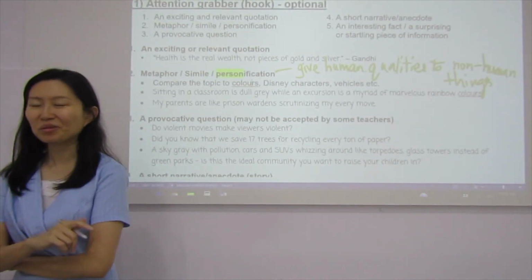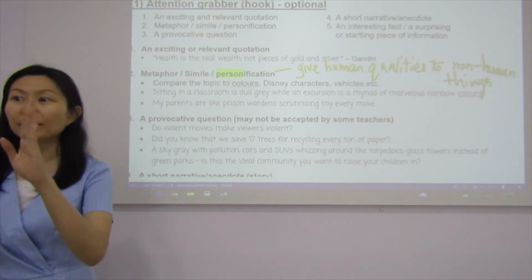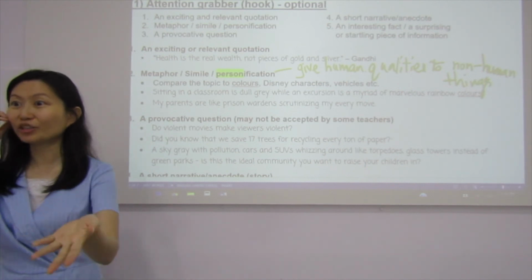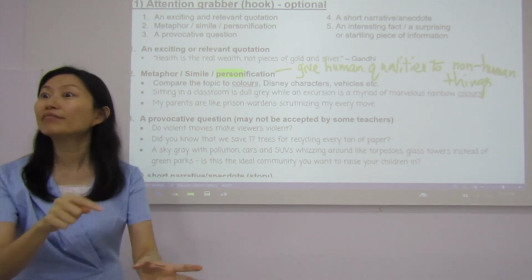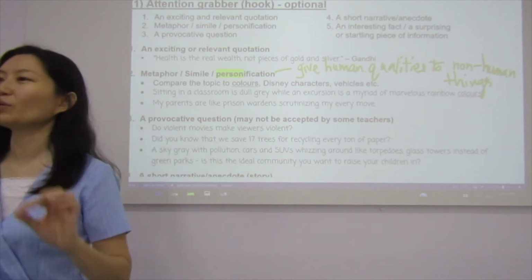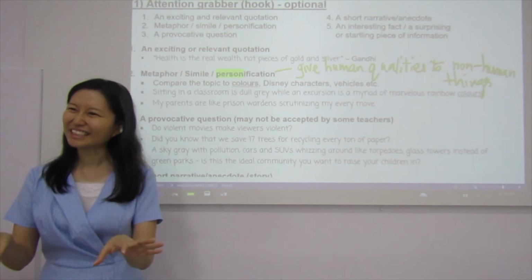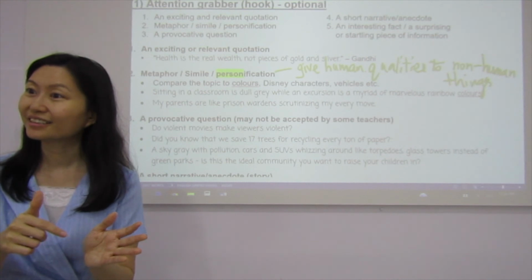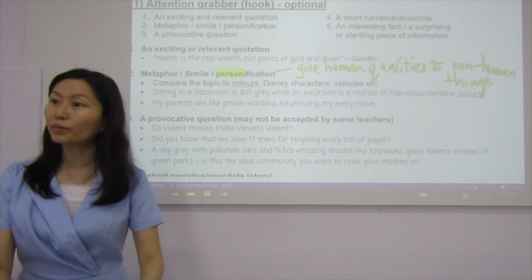Let me give you an example. Let's say a flower. Okay? By right, a flower is a non-human, correct? It's not a human. But I'm going to make the flower behave like a human. I will say, the flower danced in the wind. By right, flowers, they can't dance, right? Because they're not really human beings. But I purposely say that that flower is dancing. Do you see? So I'm actually giving a human quality to a non-human object.